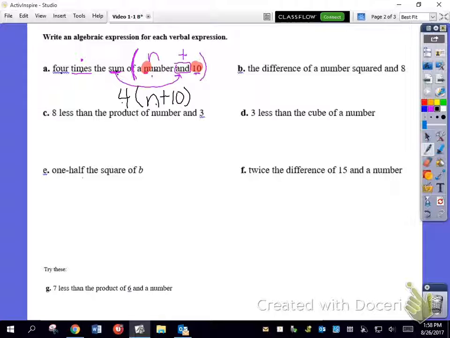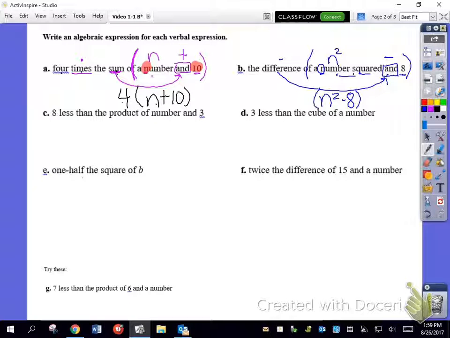The difference of a number squared and 8. All right, and you can do the same thing here. Difference is minus, but you have that of. You can put parentheses blank and blank. All right, see where that and is? That's where the difference sign, that's where the minus goes, over the and. Now it says a number squared. I don't know what a number is, so I'm going to use n. Squared, that's when you have the little bitty exponent. And then you have minus 8. So I'm going to actually use the 8. So n squared minus 8.